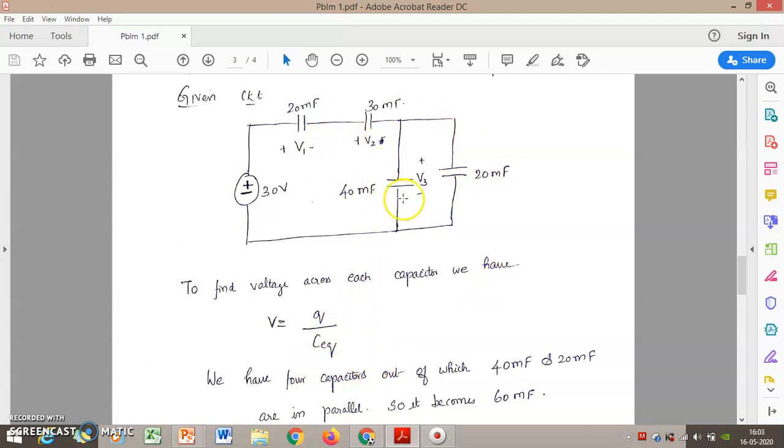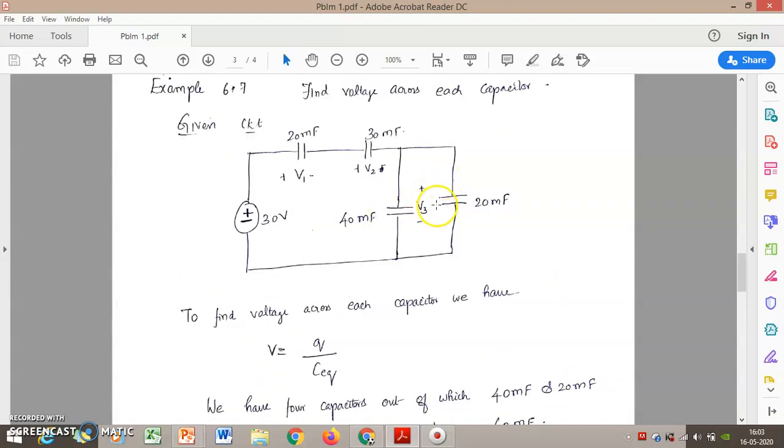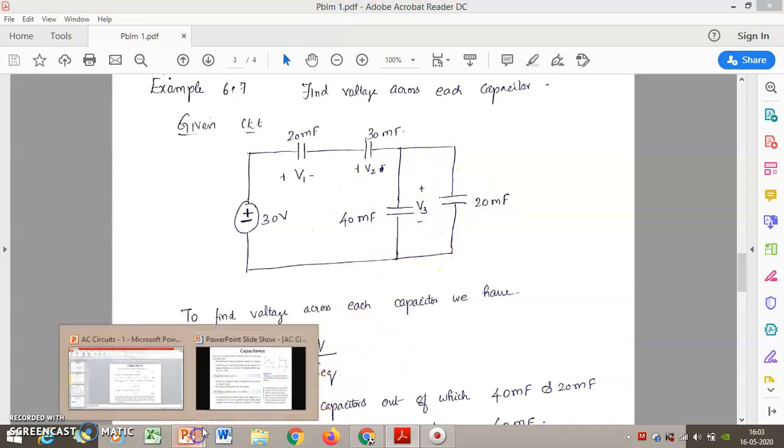To find the voltage across each one, first we will set the voltage. Let V1 be the voltage across the 20 millifarad, V2 be the voltage across the 30 millifarad, and V3 be the voltage across these two, because these two are connected in parallel, so the voltage will be the same. So we need to find V1, V2, V3. For finding this we need C equivalent. For finding C equivalent, we have certain formulas.